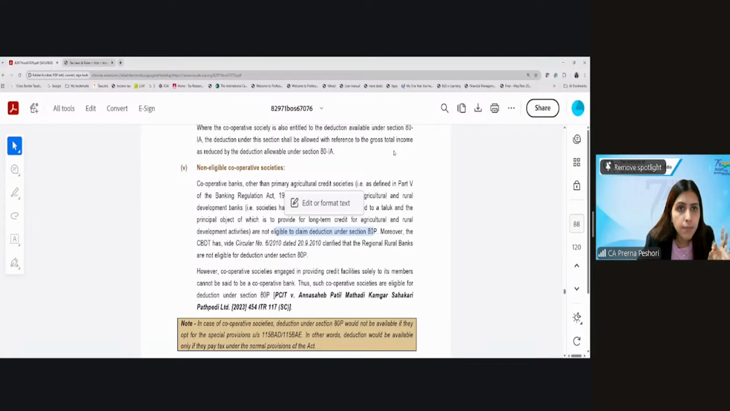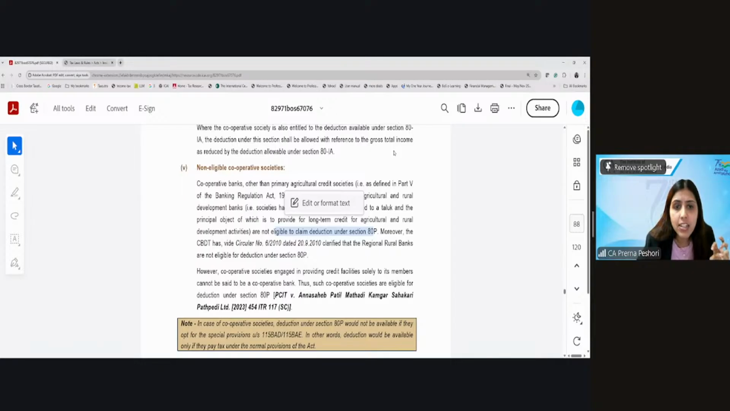Fine. Are primary cooperative agriculture and rural development banks outside this? Are they eligible for the deduction or not? Primary cooperative agriculture and all are there. Other than that, they are not. So that's what they are saying over here.